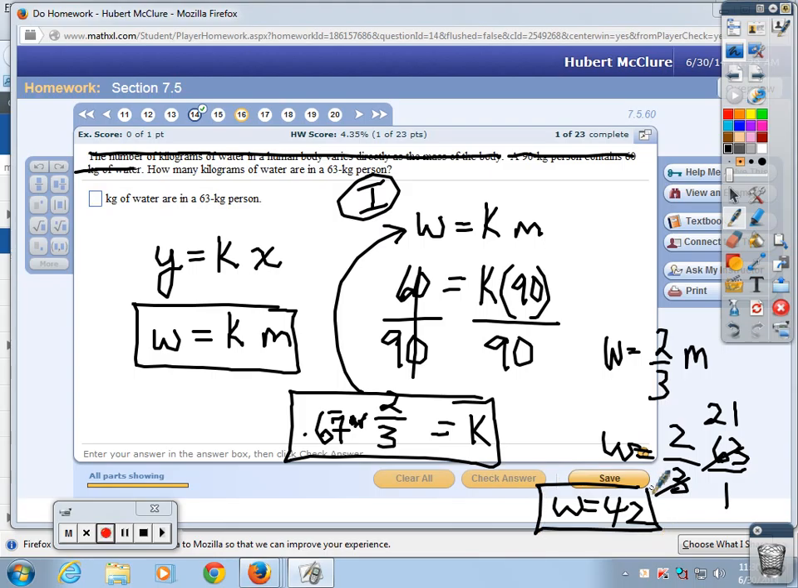And one of the reasons, why did I use 2/3 instead of 0.67? Because when you start using decimals, you have to rely on what? Calculator? Yep. You have to rely on a calculator.